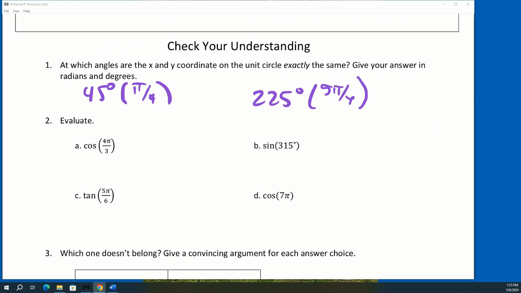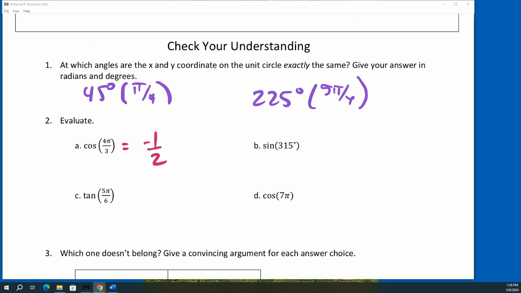All right, and then for number 2a, we're just going to find the cosine of 4 pi over 3. So we're just going to go to 4 pi over 3 on our unit circle. And for cosine, which one are we going to use, the x or the y? The x, and what is it? Negative 1/2. That's all you have to do. It's so easy.